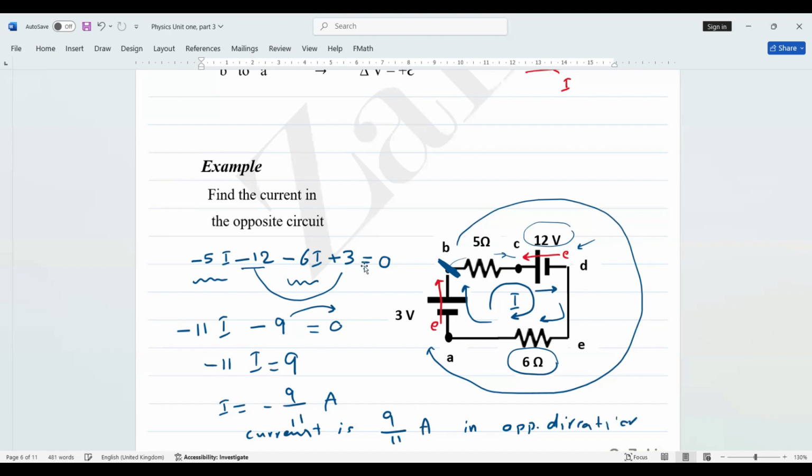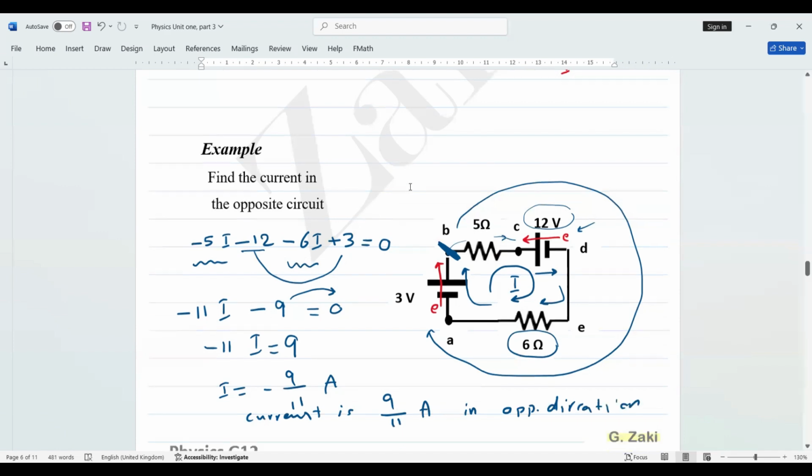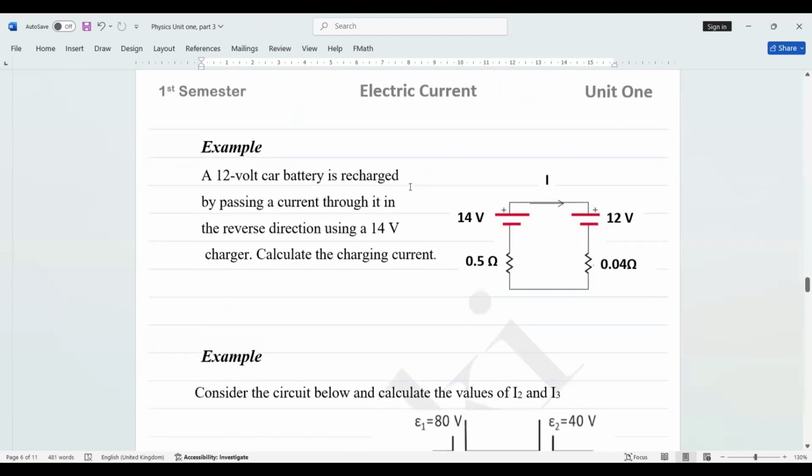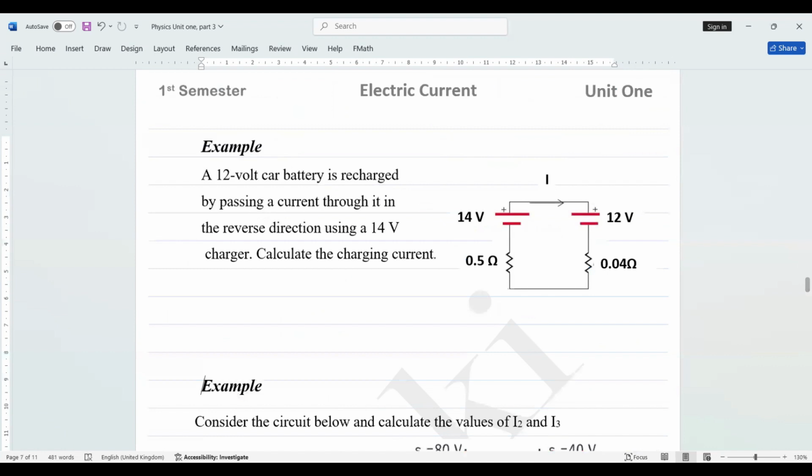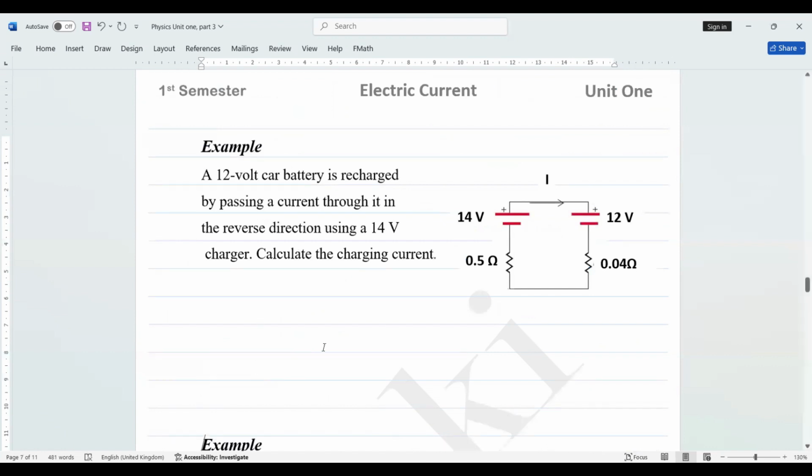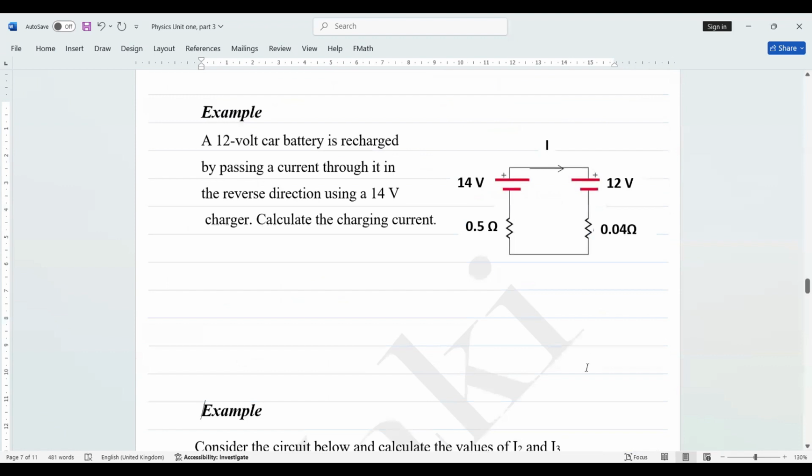Okay, now let us see another example. Now try to solve this example. Try first, and then I will help you. Calculate the charging current.